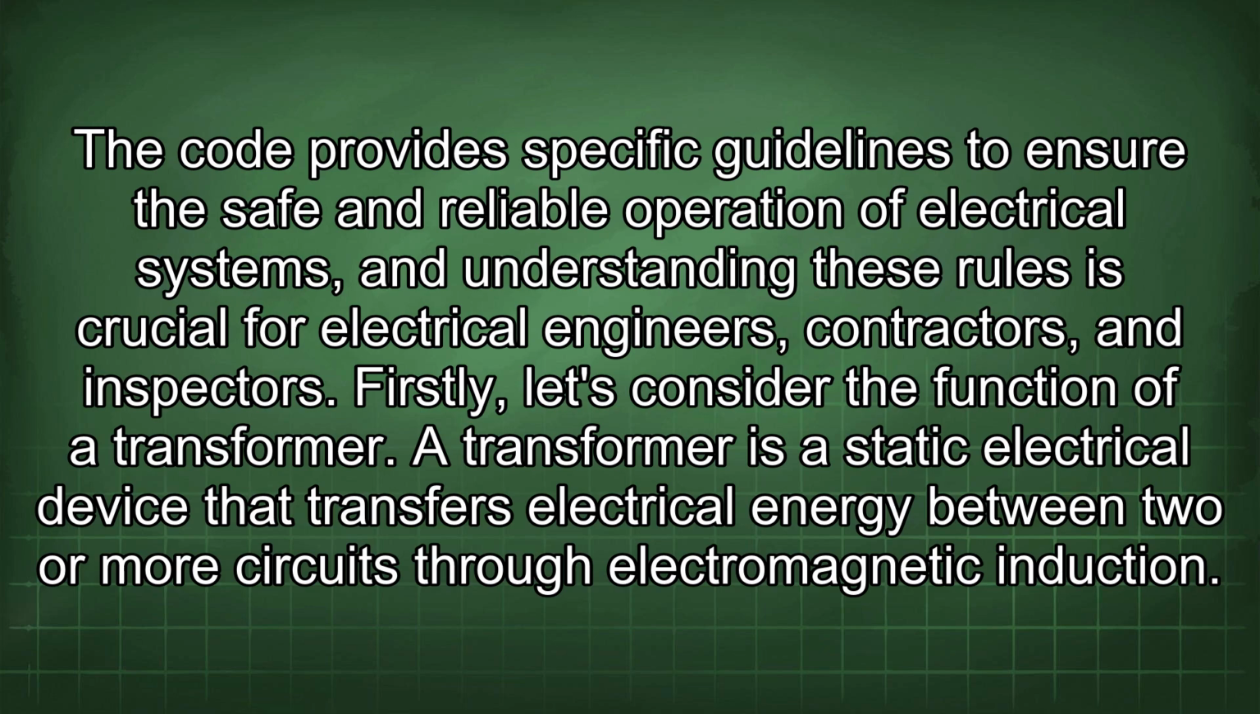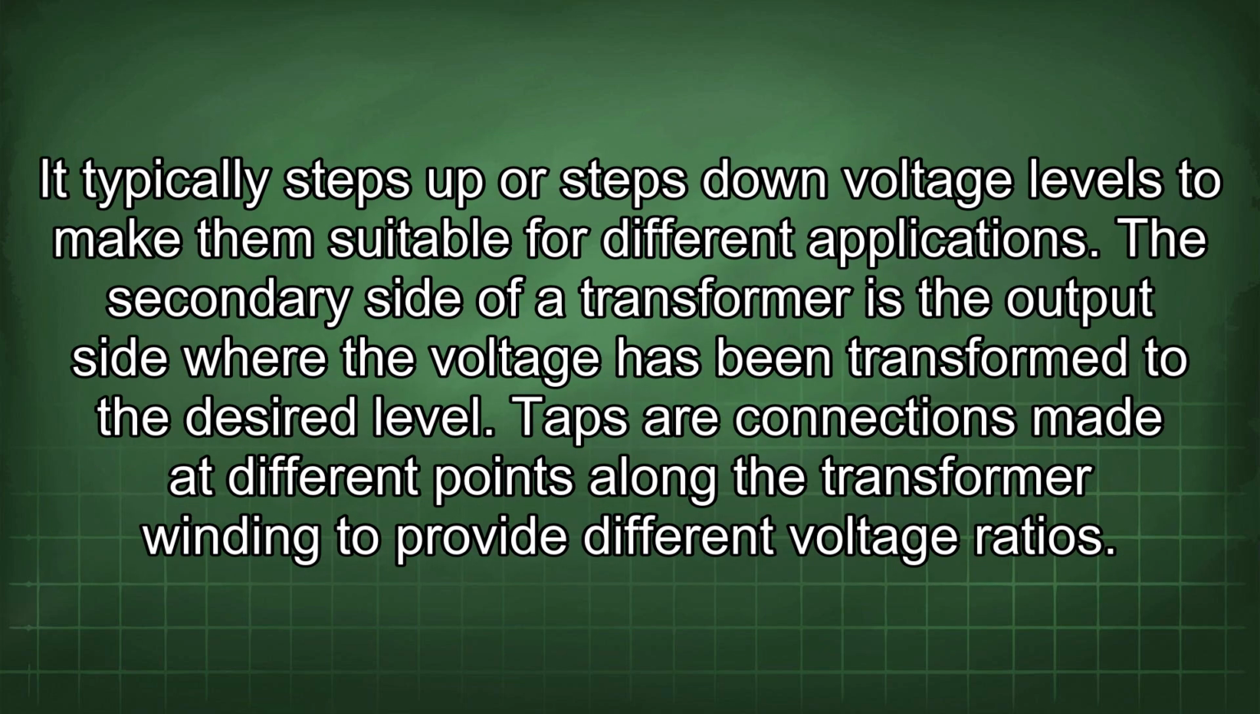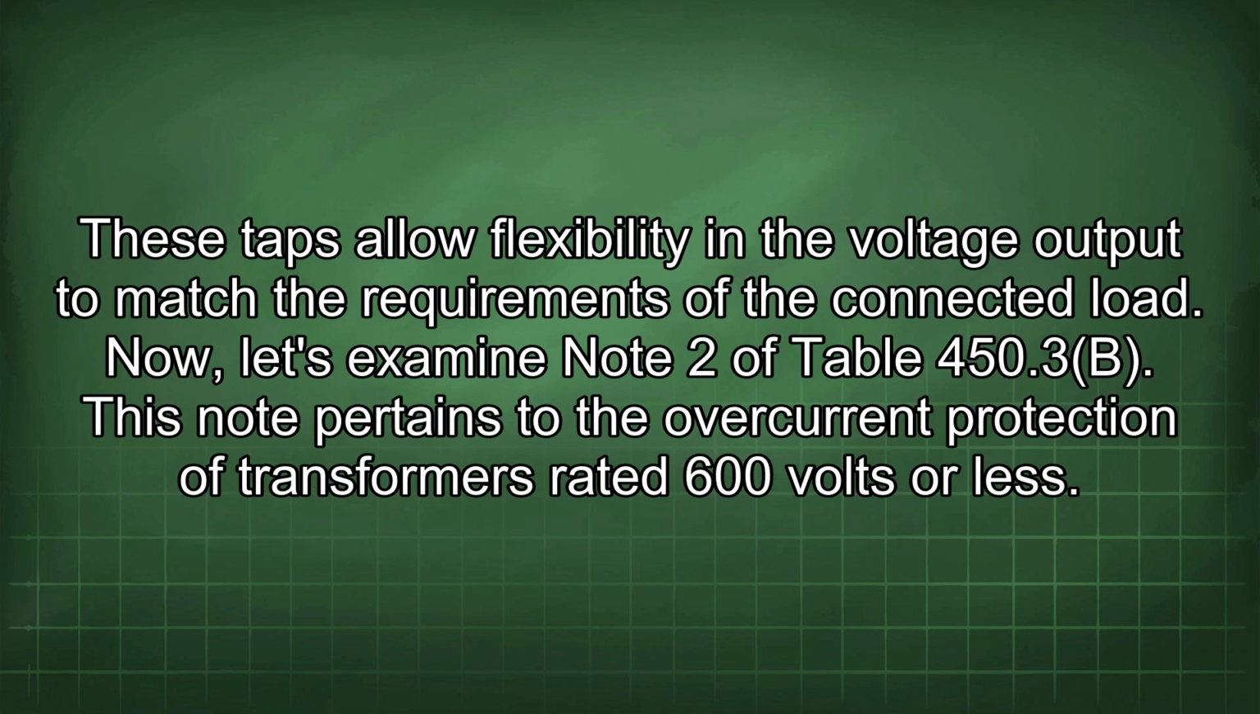Firstly, let's consider the function of a transformer. A transformer is a static electrical device that transfers electrical energy between two or more circuits through electromagnetic induction. It typically steps up or steps down voltage levels to make them suitable for different applications. The secondary side of a transformer is the output side where the voltage has been transformed to the desired level. Taps are connections made at different points along the transformer winding to provide different voltage ratios. These taps allow flexibility in the voltage output to match the requirements of the connected load.